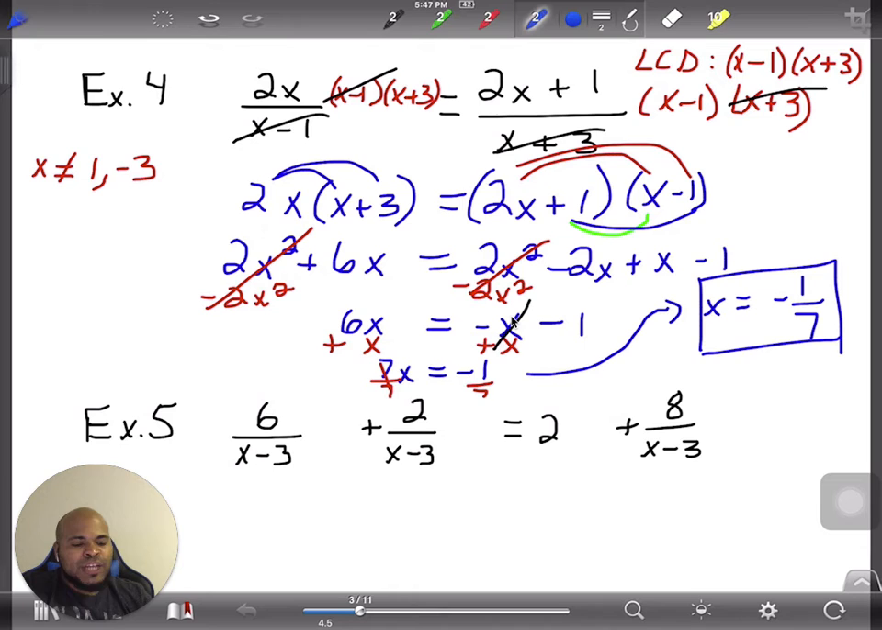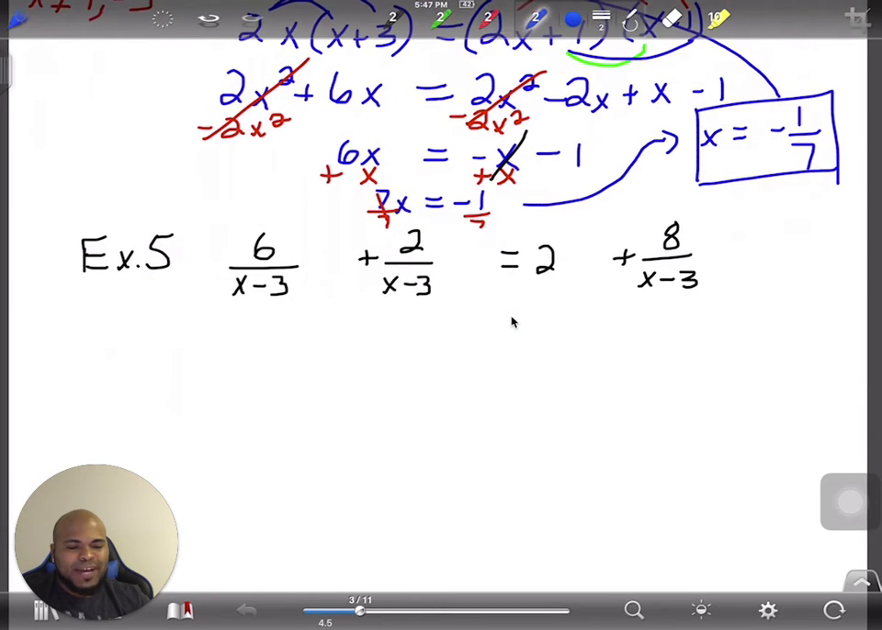And now I have to check that with my exclusions. And my exclusions work perfectly fine. It's not 1 or negative 3. So that is my answer. That's perfect. Let's do example 5.